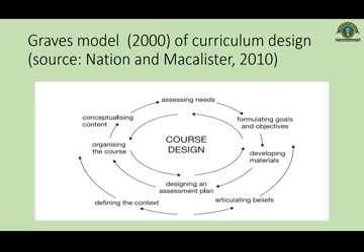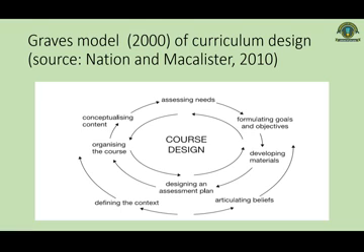This model, the image, is given on the slide, and this image has been taken from the book, and the source of the book is mentioned there. The writers and the year of publication have been given on the slide. So this is basically Graves' model of curriculum design. In this picture, we can see that there are so many terms. These terms are actually the subtopics which come under course design or curriculum design.